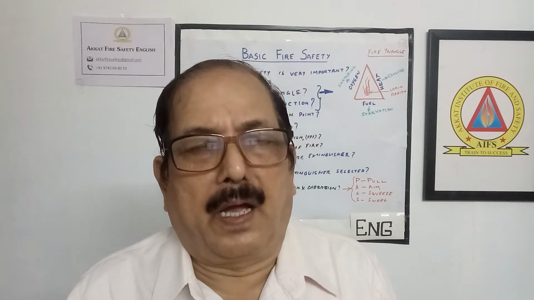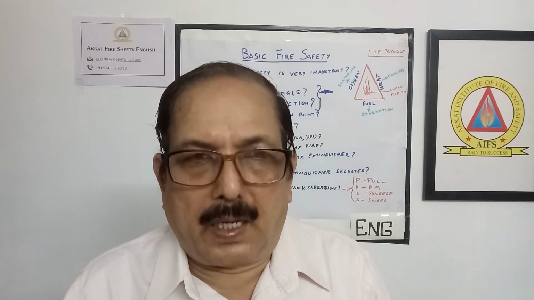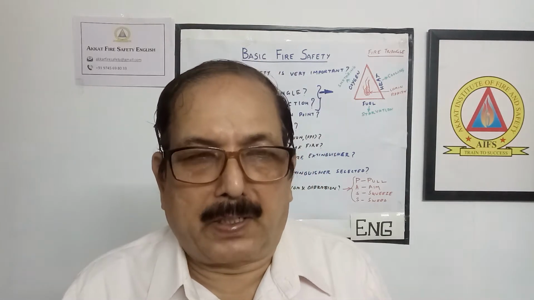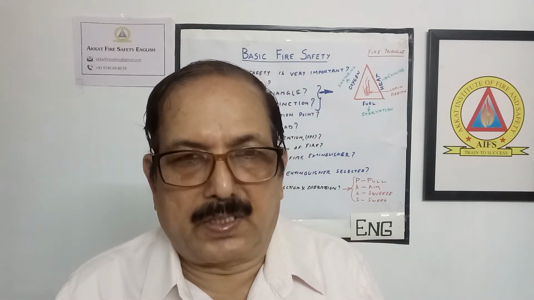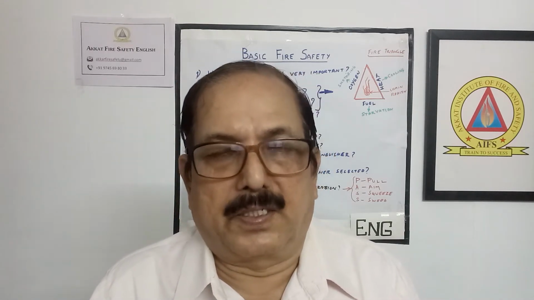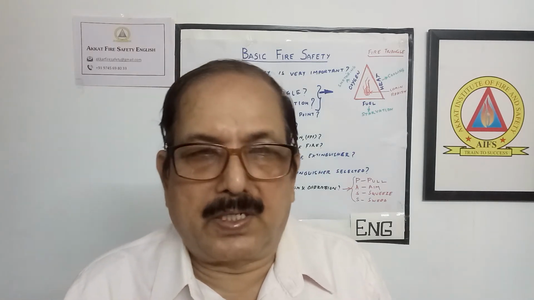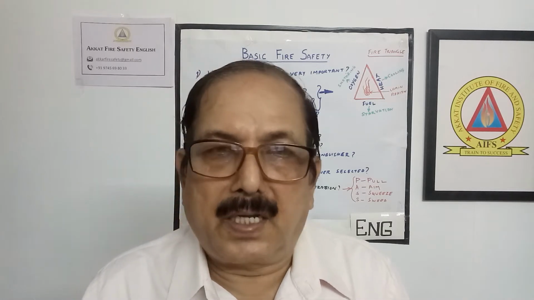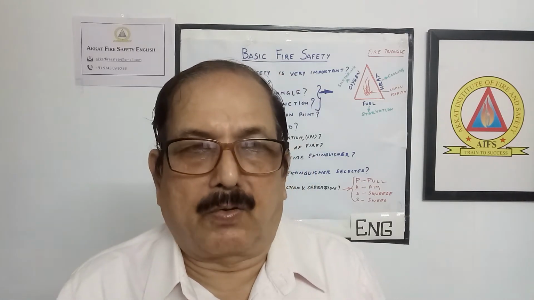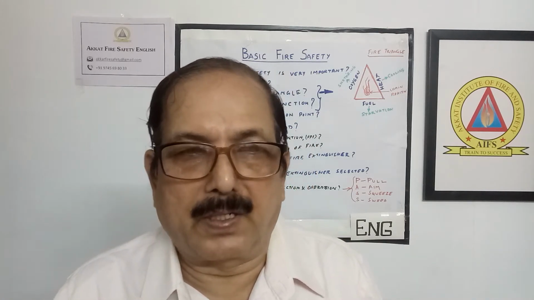Class C fire is either a flammable gas or an electrical fire. For this, CO2 is the best extinguisher, particularly for an electrical fire. No water, no foam. DCP, dry chemical powder extinguisher, we can use as second choice. Then the next one is a class D fire, a metallic type of fire. For a metallic fire, we require a special type of extinguisher, a special type of dry chemical powder.